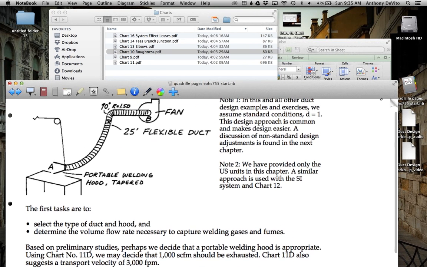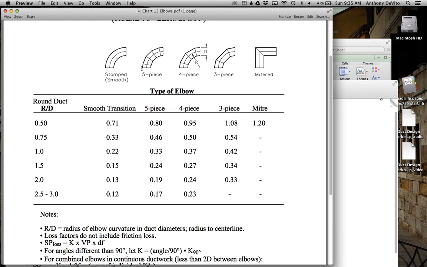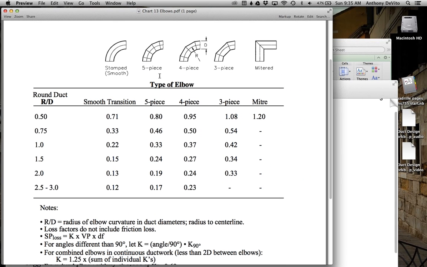And we have 25 feet. We have a 90-degree turn with a radius ratio of 1.5, so let's go into the elbows. That's a 90-degree turn. Okay, here's our 90-degree turns, and it's a 90-degree turn with a four-piece with a radius of 1.5. So it would be, as they gave us, 0.27. If they don't give it to you, you can always look it up on here. Okay, so we'd be using 0.27 for the factor for the radius.